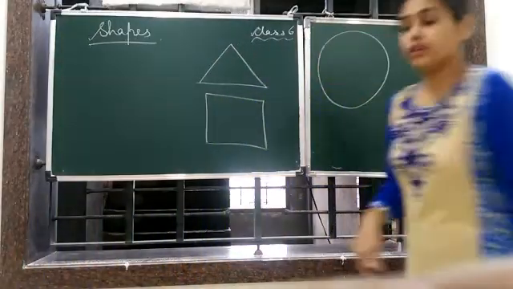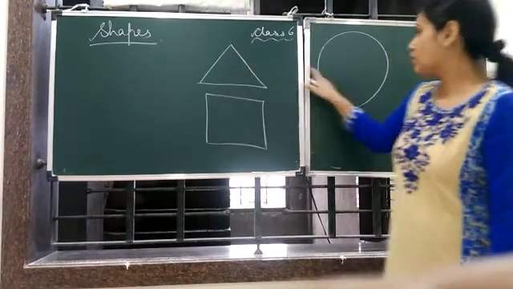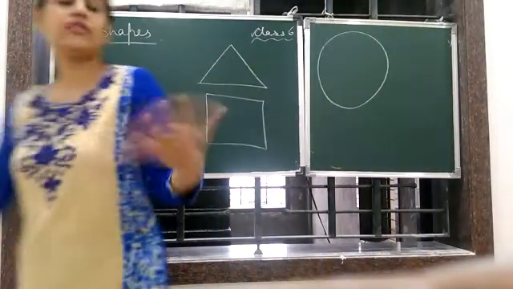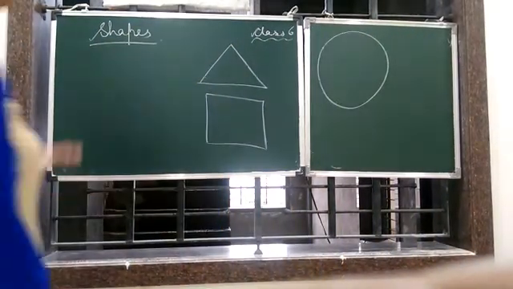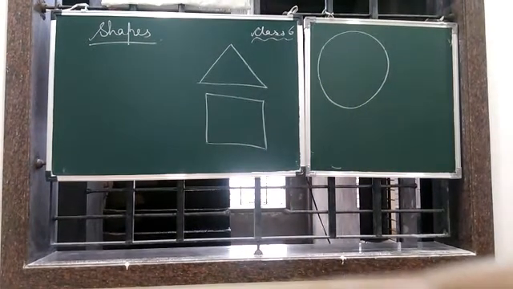Also you will see that each shape is either made up of a line segment or a curve. Whatever shapes we see around us, they are either made up of line segments or curves. So we are going to study these shapes. We are going to understand these shapes.